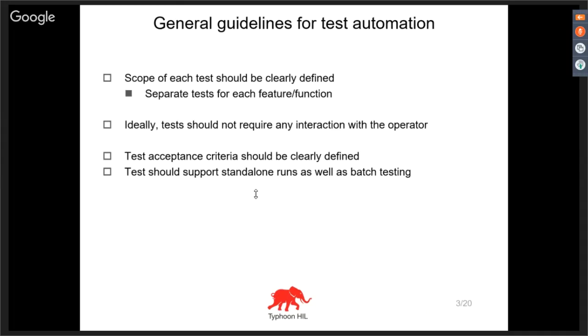The test acceptance criteria should be clearly defined. So for every case, you should be aiming for pass-fail criteria, just to make it clear. And the test should support standalone runs as well as batch testing.